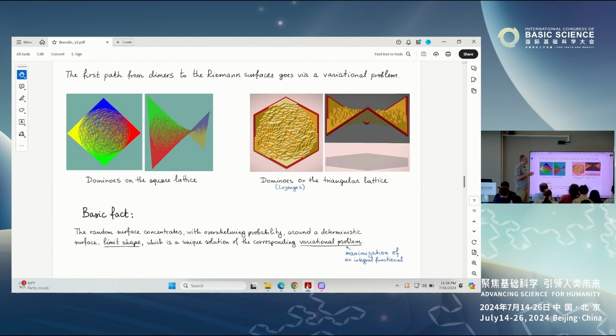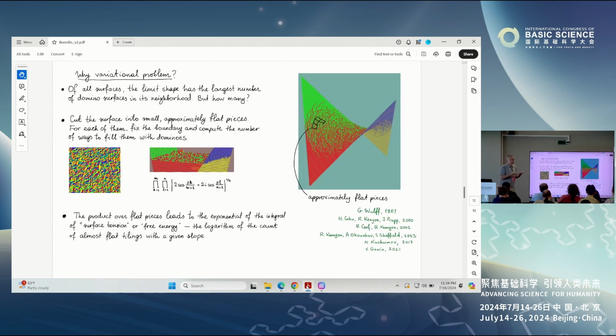And that variational problem will have a unique solution, and that unique solution will be the limit shape. So with very high probability, the random realizations of your model will produce functions in an epsilon neighborhood of that solution. Right? So this is the overall mantra. Now, why should this be true? What is the variational problem?